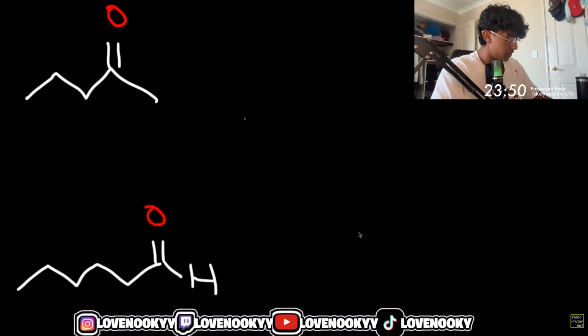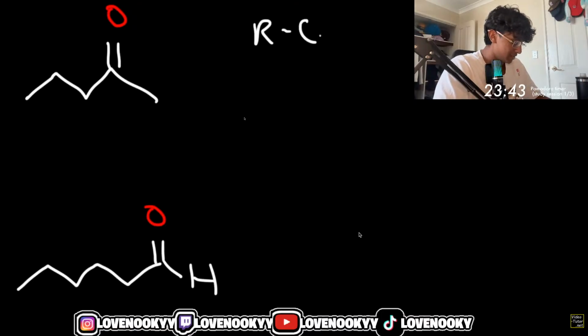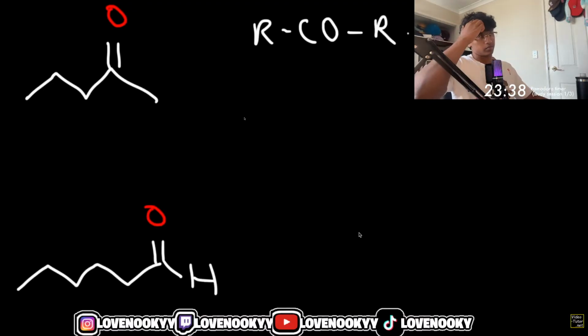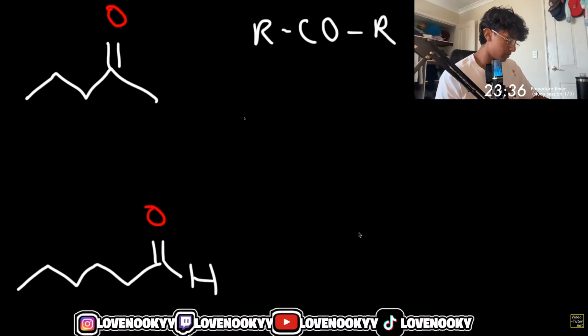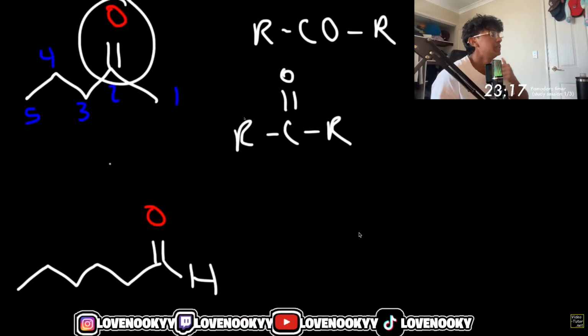Ketone versus aldehyde. So the first one is the formula RCO and then some other R group. If you see that, this is a ketone. The oxygen looks like this. Now this particular ketone has 5 carbon atoms, and this is known as a carbonyl group.